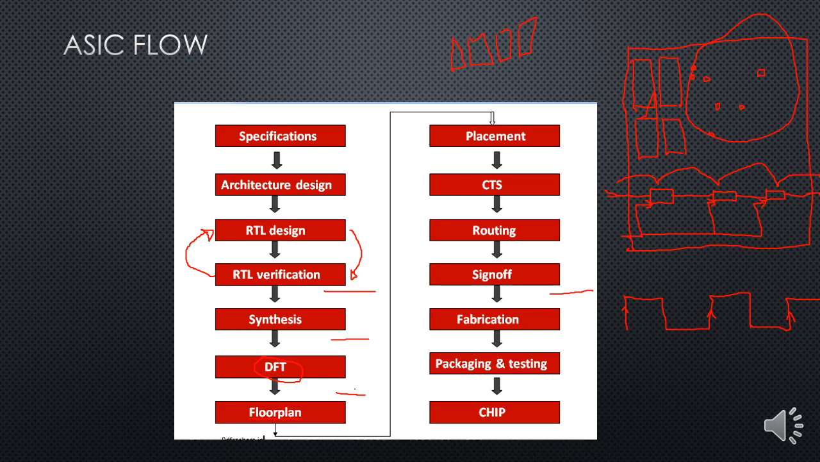Let's say this flop has received the clock and starts working, and then we expect that this data needs to be stored in the next memory element after some time. If this flop receives the clock signal late, or if this one receives the clock signal early, then something goes missing over here.